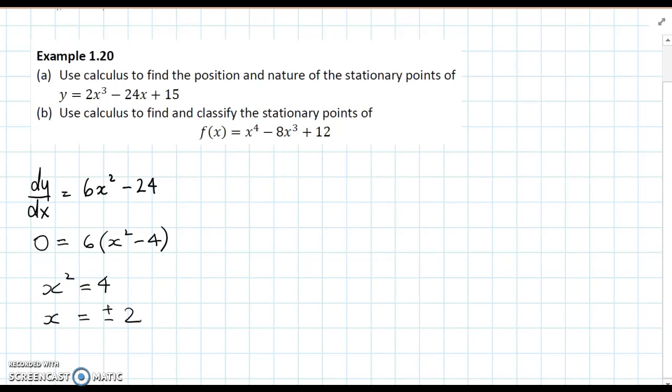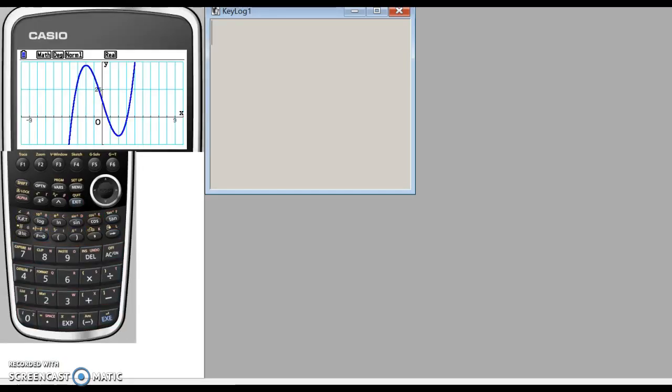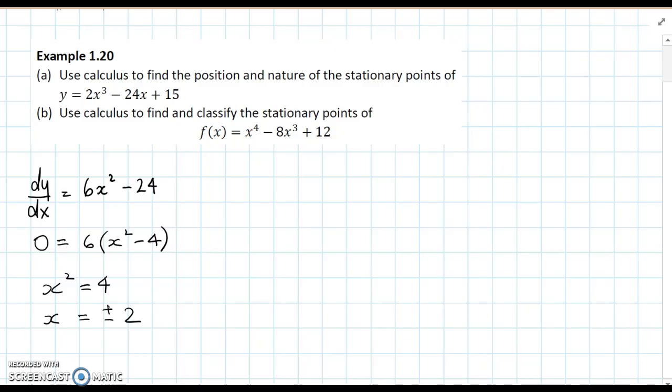Now again, technology we can always use to support that answer. So I've got that graph here. We can press gsolve max, and that should be at x equals negative 2, gsolve min, and at positive 2. So we know the location from the technology, which has confirmed our values.